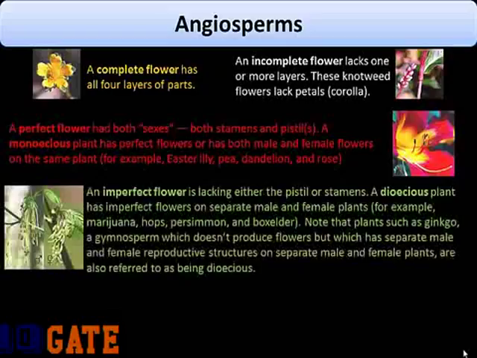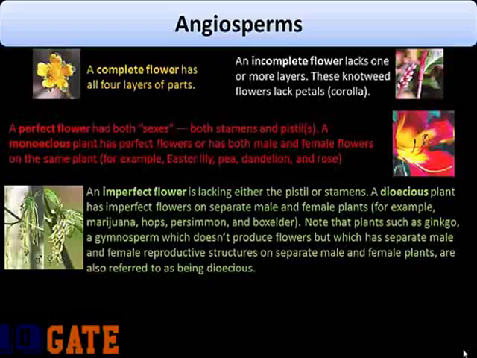An imperfect flower is lacking either the pistil or stamens. A dioecious plant has imperfect flowers on separate male and female plants. For example, hops, box elder, persimmon.